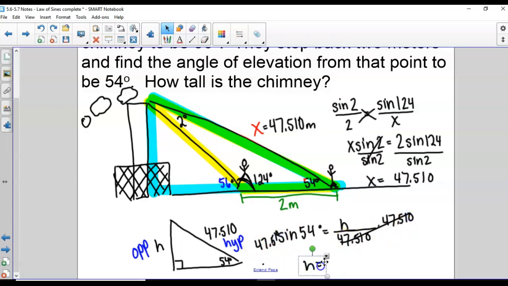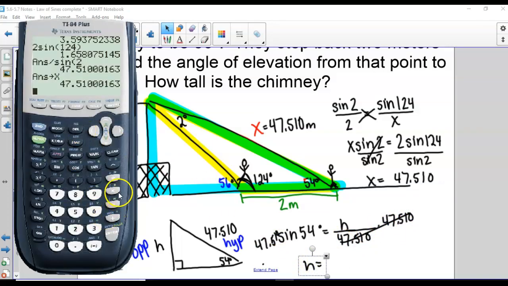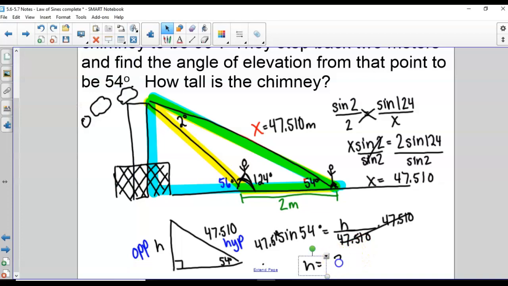And so our h is going to equal, we'll take this answer here and do sine 54 times that x. And so we get 38.436. 38 meters. Okay. Questions?